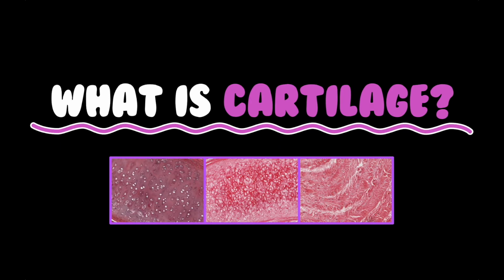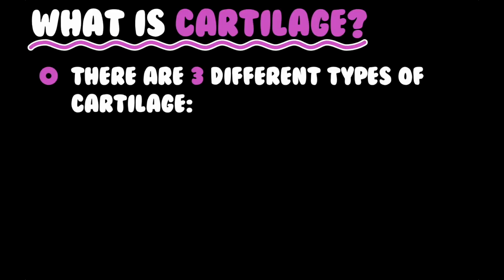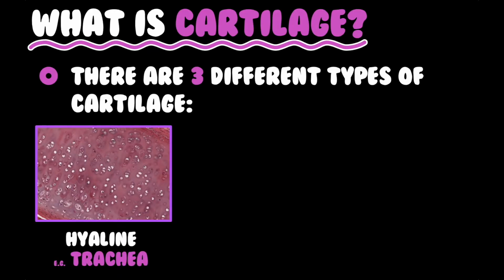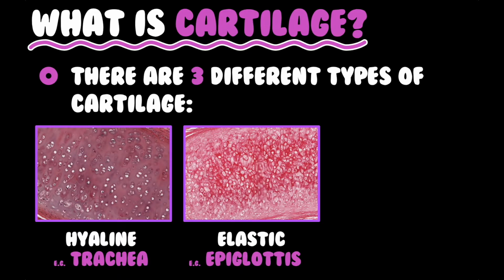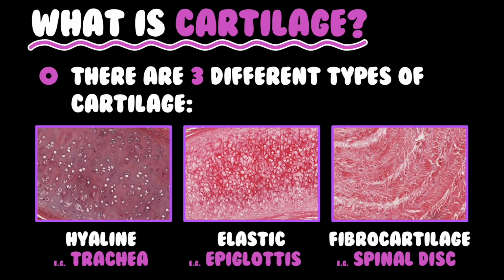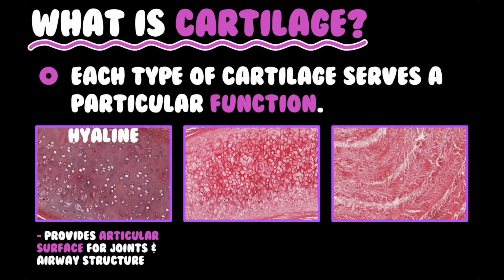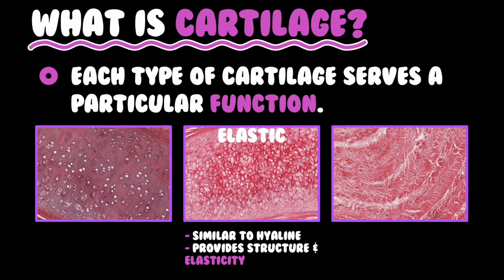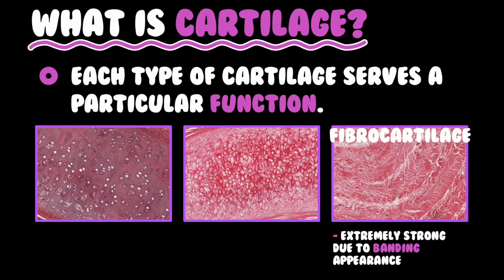What is cartilage? There are 3 different types of cartilage. Hyaline, for example, in trachea, elastic, for example, in the epiglottis, and fibrocartilage, for example, in the spinal discs. Hyaline provides an articular surface for joints and an airway structure, and it's also very common. Elastic is similar to hyaline and provides structure and elasticity, whereas fibrocartilage is extremely strong due to a banding appearance.